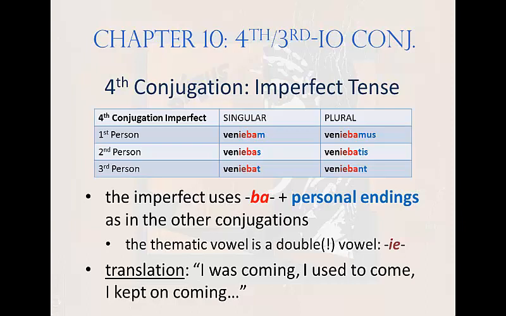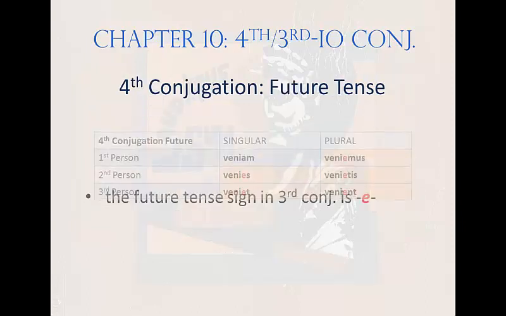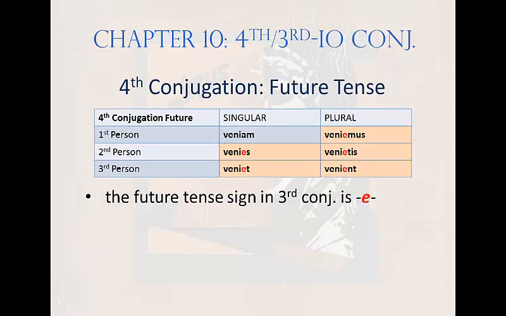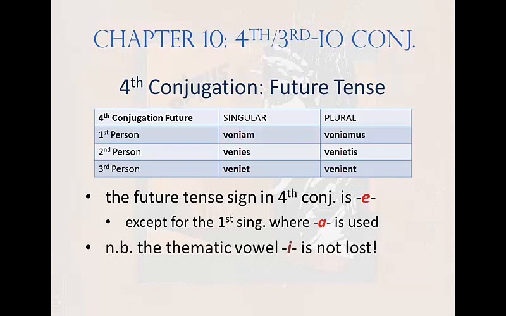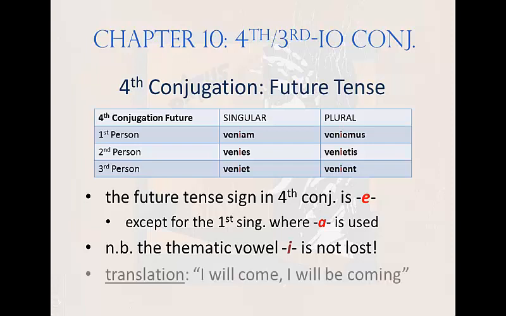If the present and imperfect in fourth conjugation are lacking in the grammatical thrills department, the future makes up for that a little. It uses the same tense sign as third conjugation, E, and even has the same irregularity in the first person singular where the E is replaced with an A. However, unlike in third conjugation, the thematic vowel is never lost, resulting in forms like veniam, venies, veniet, and so on. These translate as you would expect. I will come, I will be coming, and so on.